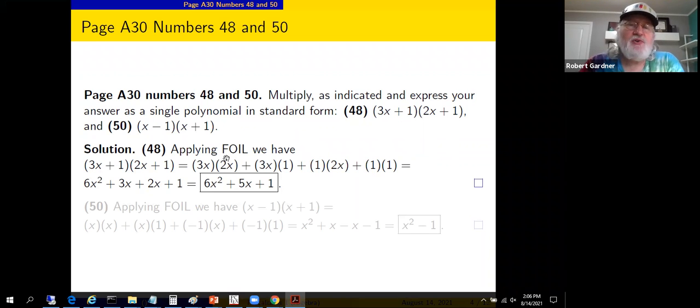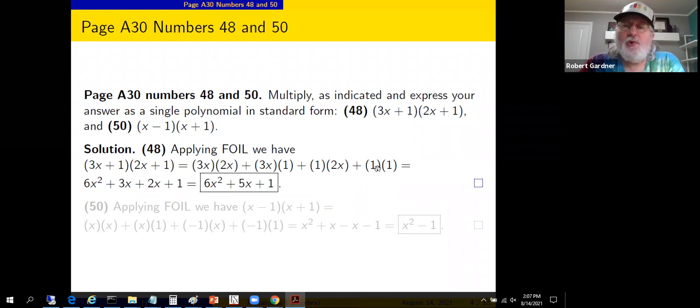So we should have first. This should be the firsts. 3x is first, 2x is first, the product of the firsts, plus outer. The outer are the 3x and the 1, 3x times 1. Inner would be these two closest together, the 1 and the 2x. And the last one, last in each of those, 1 times 1.